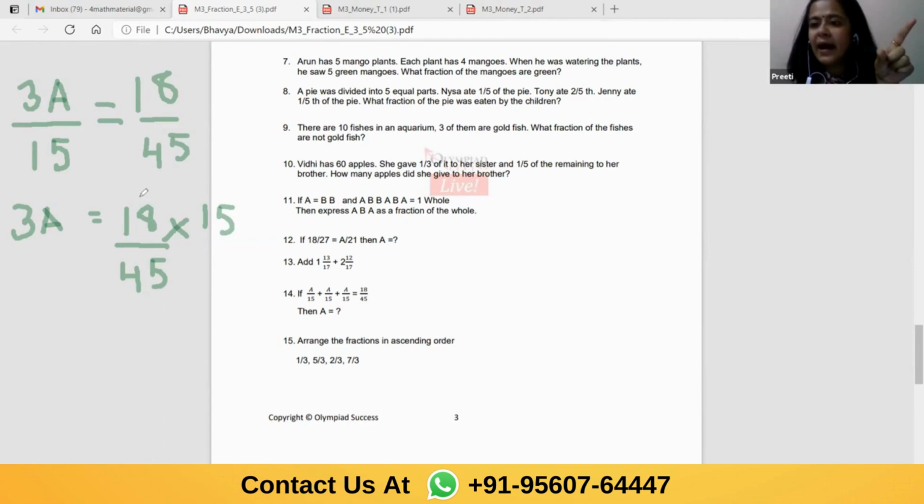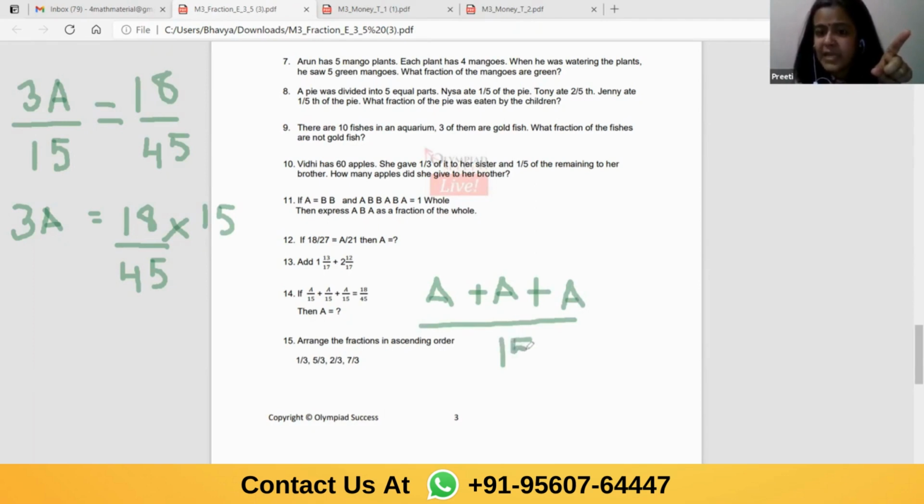Sure. See, Aradhya, a upon 15 plus a upon 15 plus a upon 15. I have three a's in the numerator and my denominator is the same. Everywhere I have 15 in the denominator. When we have like fractions, what do we do? We simply add the numerators and the denominator remains the same, right? So a plus a becomes my 3a and my denominator is 15. Okay? And on the right side, it is already given to me. On the right side, it is 18 upon 45.